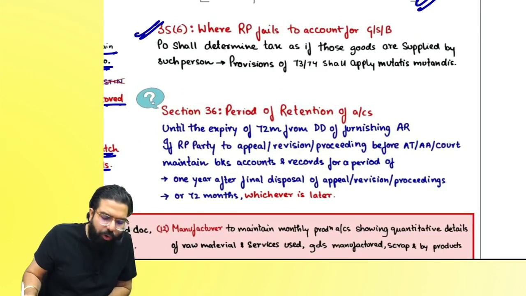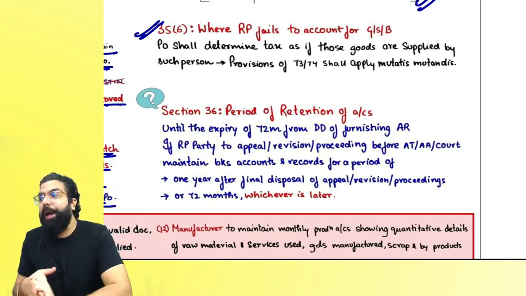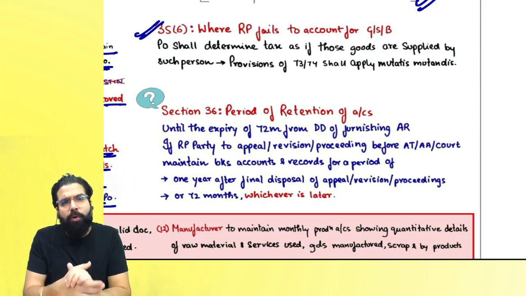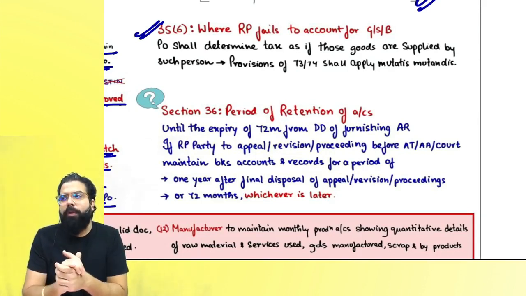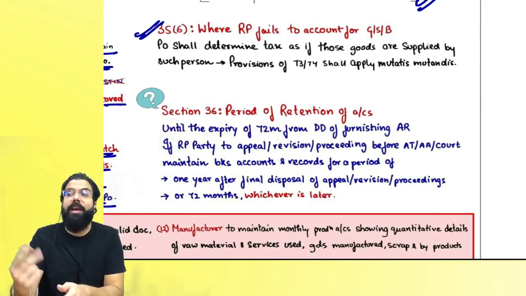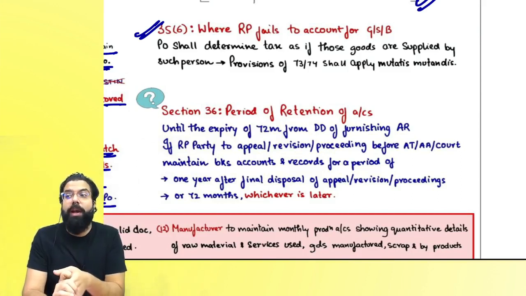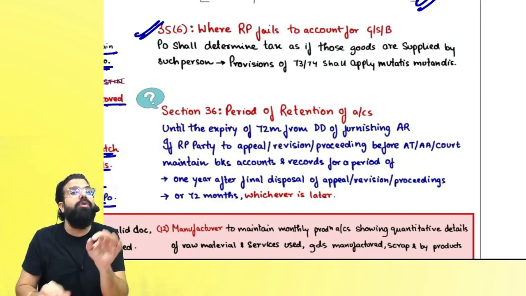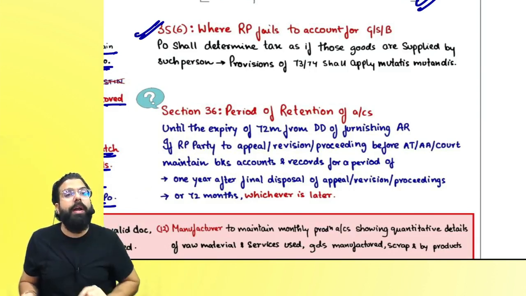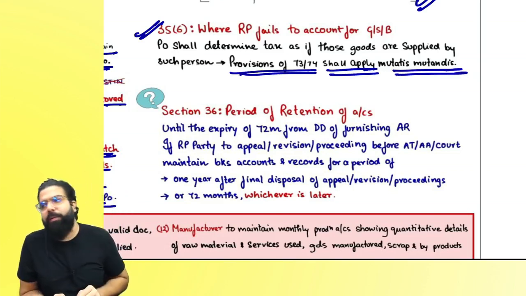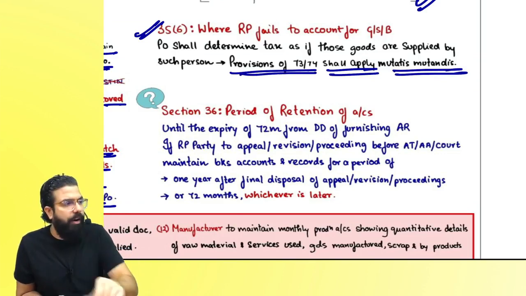Section number 35(6) says, supposing you don't maintain the stock relating to some goods in your godown. Actually 1000 goods should have been there, but there are only 800 goods. The officer will say, where are the remaining 200 goods? You tell him, sir, eaten by rats. He will say, I will assume that those goods have been supplied by you. You now have to pay the tax. What will he give you? Provisions relating to 73 and 74 shall apply, mutatis mutandis. It means he will give you a demand order.